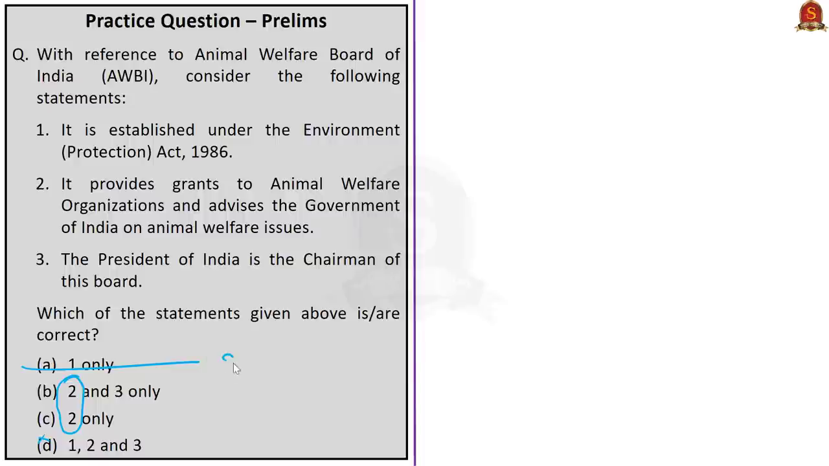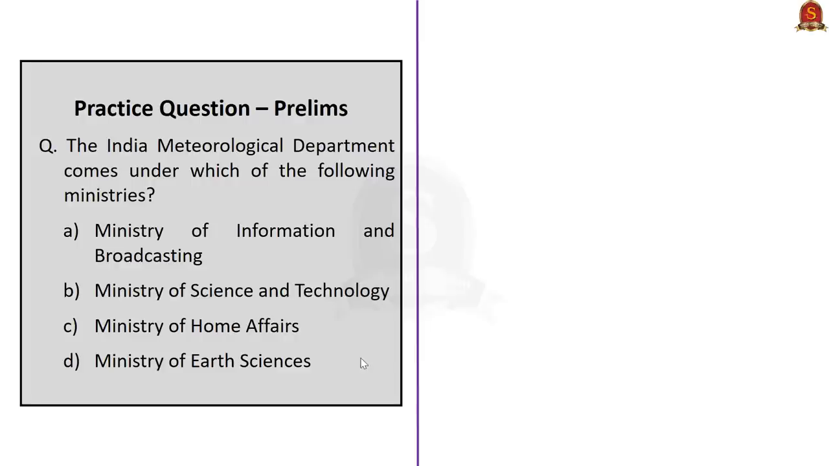Third statement, the President of India is the chairman of this board. See, this is incorrect. See, the board consists of 28 members and as per Section 5, Clause 3 of the Prevention of Cruelty to Animals Act of 1960, central government shall nominate one of the members of the board to be its chairman and another member of the board to be its vice chairman. And President of India is not its member. Therefore, third statement is also incorrect along with first statement. So, the correct answer is option C, 2 only. See this question, the India Meteorological Department comes under which of the following ministries? The correct answer is Ministry of Earth Sciences.